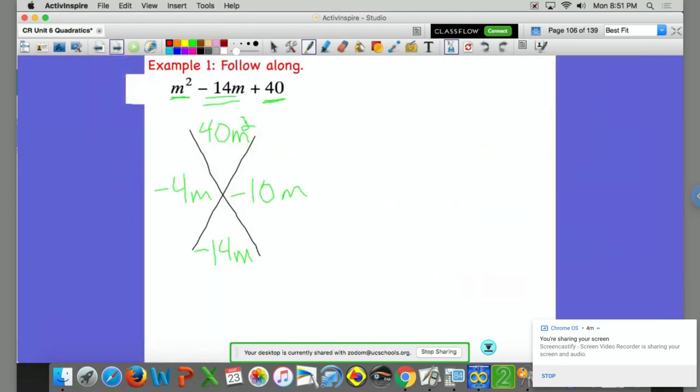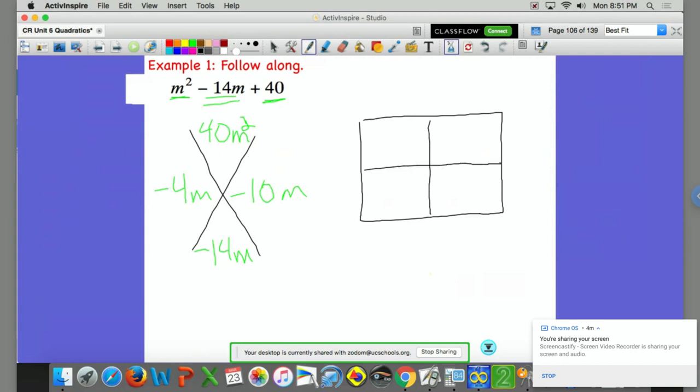Now from our example yesterday for this one, we can go ahead and draw our box. What always goes in the top left is that first term. So we have m squared, and then the bottom right is always c, which is 40. Now we have our 2 factors that we found yesterday, and we're just going to put those into the box.